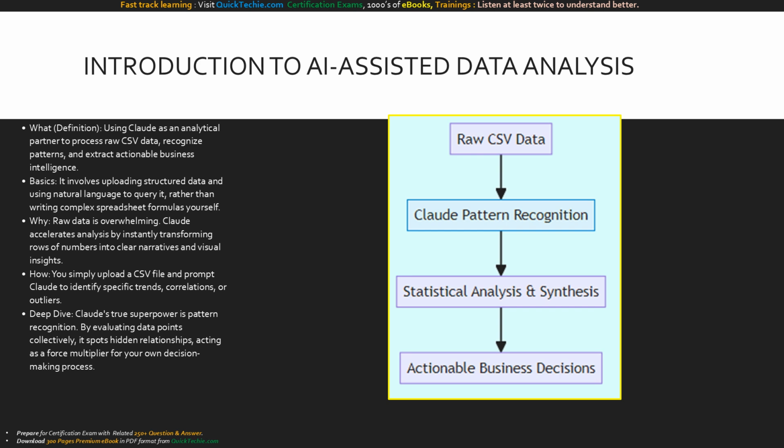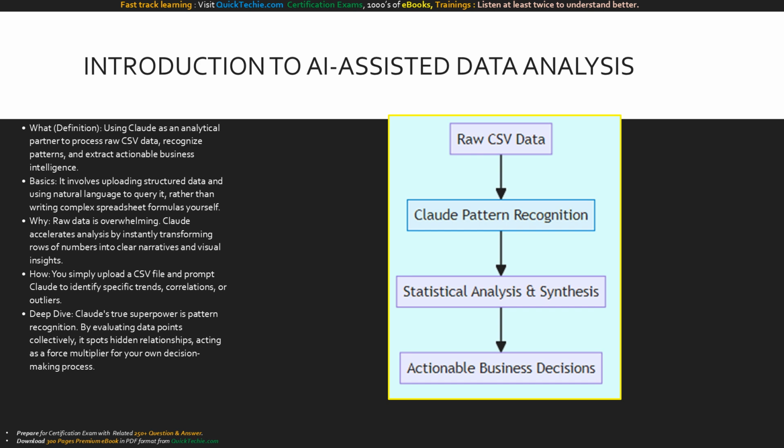Claude's superpower is pattern recognition. When you feed it a dataset, it doesn't just read numbers. It looks for frequency patterns, cost correlations, and external factors. In our deep dive, we realize that Claude does the heavy computational lifting, but you provide the domain expertise to make the final decisions. Take a look at this flowchart.